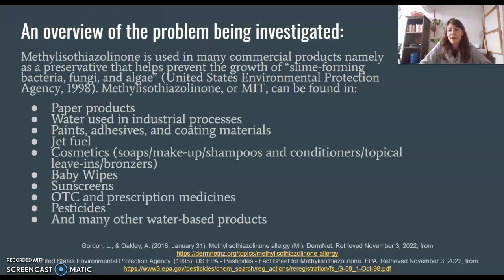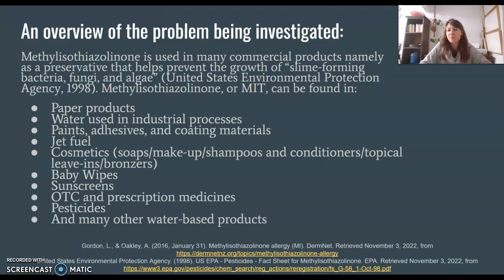So methylisothiazoline is used in many commercial products, namely as a preservative that acts as a preventative for any sort of microbial growth. Essentially, it's found in many things, but most namely in paper products, water used in industrial processes, paints, adhesive and coating materials, jet fuel, as well as very commonly found in cosmetics.